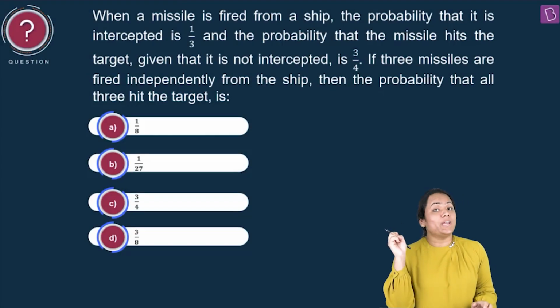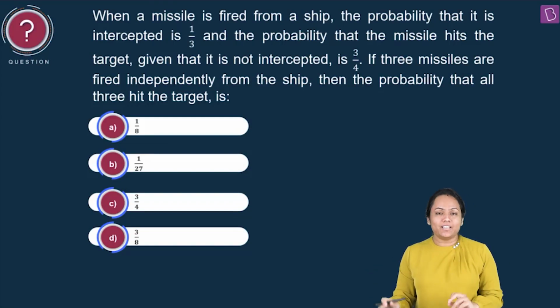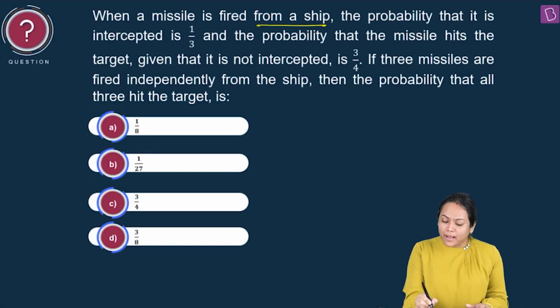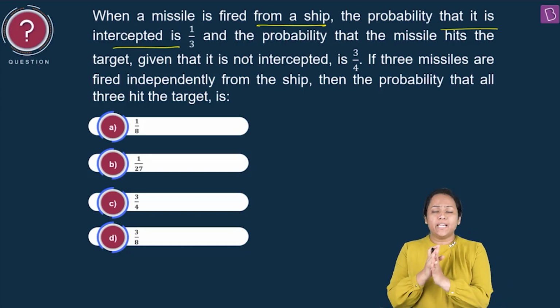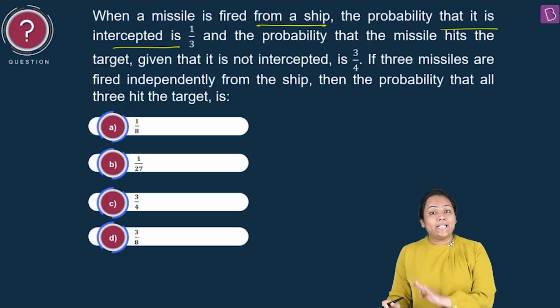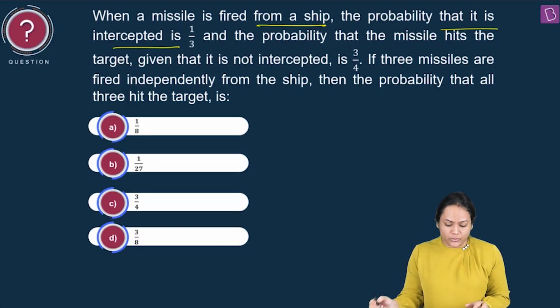Well, the next question is very interesting. Let's say a war is going on, and here it's like a movie. The scene is when a missile is fired from a ship. The probability that it is intercepted is 1 by 3. That means it's cut off, it hasn't reached its destination. So the probability that it will get intercepted by the opposite army is 1 by 3.